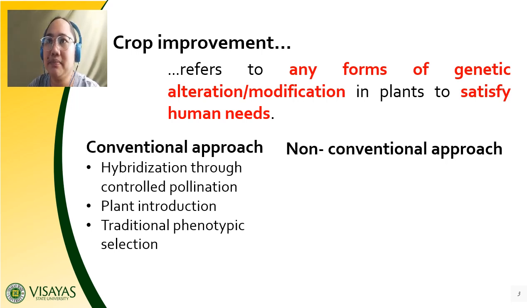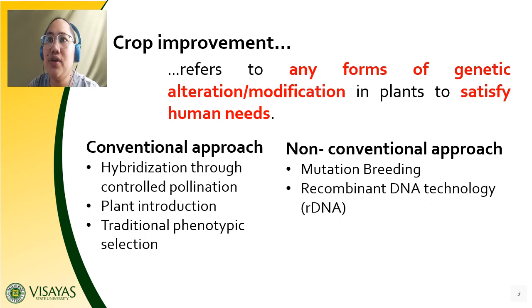And then on the other hand, in the non-conventional approach, you have mutation breeding. So this refers to a crop improvement approach which makes use of mutagenic agents in creating variability, such as physical mutagens, such as ionizing radiation, and chemical mutagens, which include sulfonates and other chemicals that induce mutation.